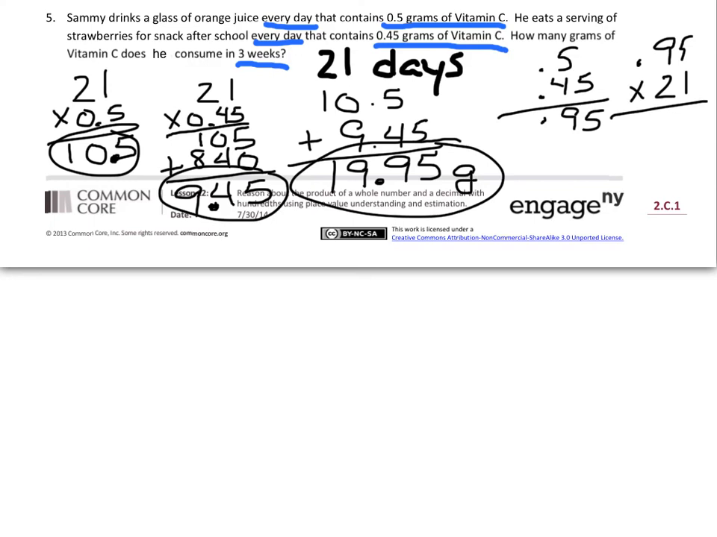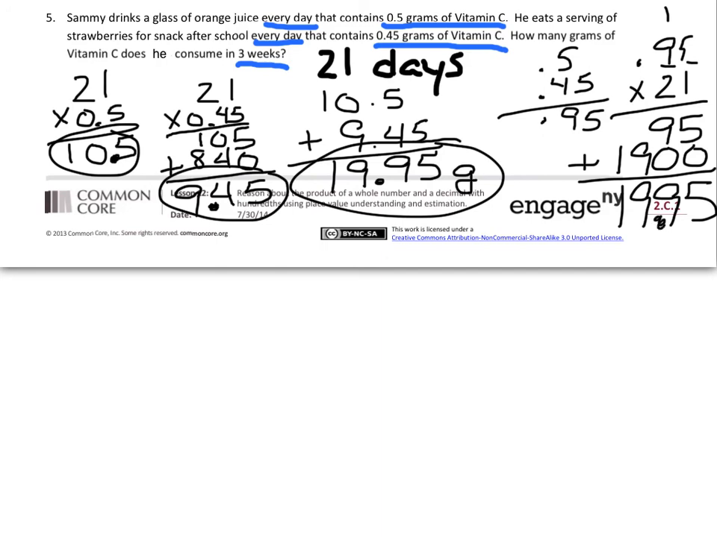5 times 1 is 5. 1 times 9 is 9. Bring down your 0. 2 times 5 is 10. Carry the 1. 2 times 9 is 18, plus 1 is 19. Add it up. 5 plus 0 is 5. 9 plus nothing is 9. 9 plus nothing is 9. 1 plus nothing is 1. You have two numbers behind your decimal, so you have to have two numbers behind your decimal in your answer, and you also get 19 and 95 hundredths grams.